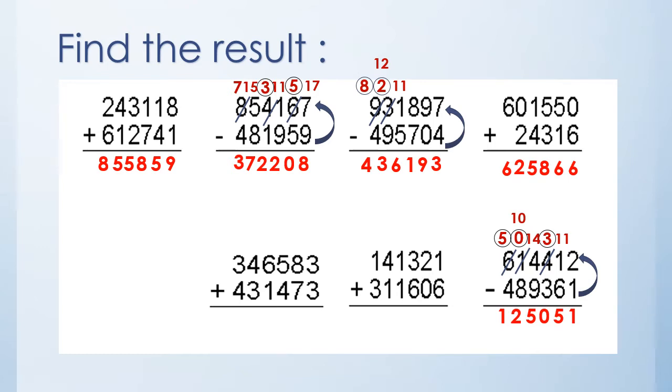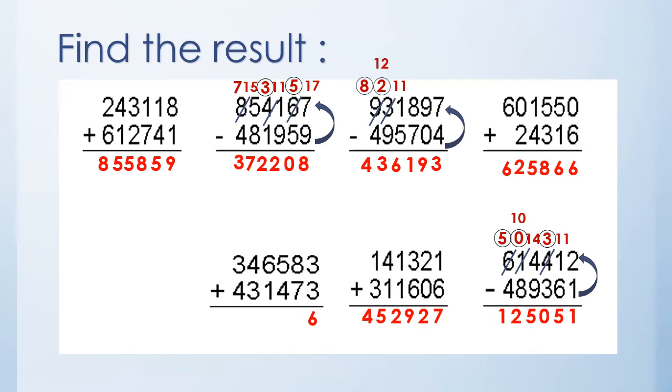The next one, 141,321 plus 311,606. Start with ones. 1 plus 6 equals 7. 2 plus 0 equals 2. 3 plus 6, after 6: 7, 8, 9. 1 plus 2 equals 3. 4 plus 1 equals 5. 1 plus 3 equals 4. The answer is 452,927.